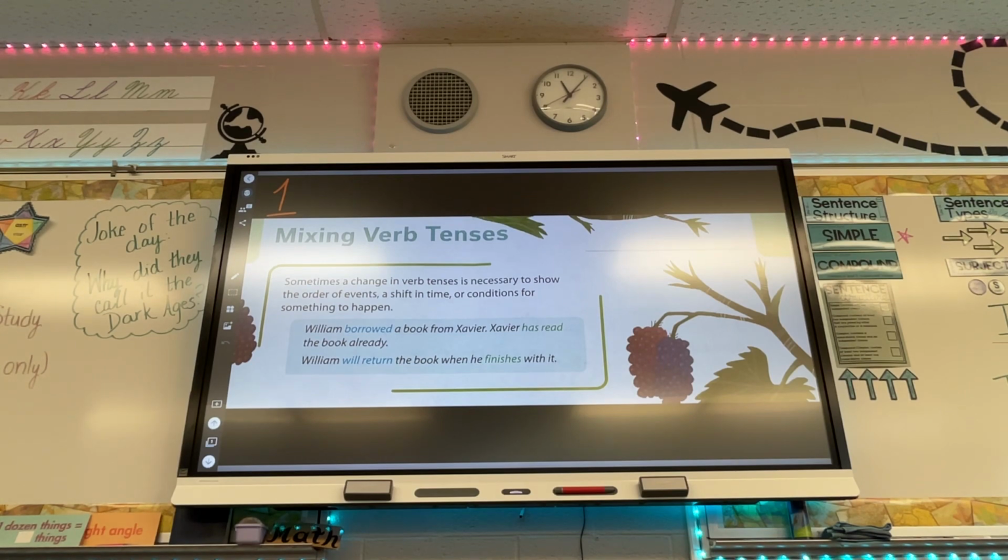So look at the sample sentences they gave you. William borrowed a book from Xavier. Xavier has read the book already, okay? So has read is present perfect tense, right? Okay, and then borrowed is what? Past tense, okay? Then the next sentence says, William will return the book. What's will return? Future. When he finishes with it. What is finishes? That's present. He's doing it right now. He's working towards being finished with that book, okay? So we've changed the tense in those sentences to show a shift in time so that it makes sense what we are doing or what will take place.